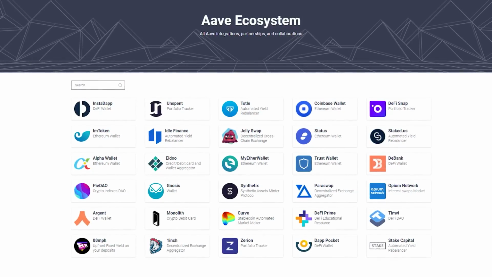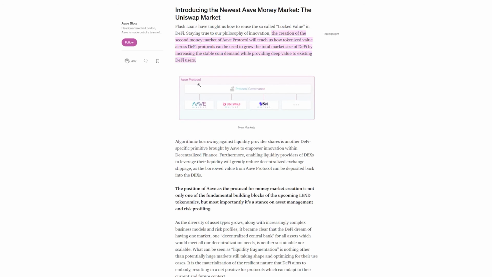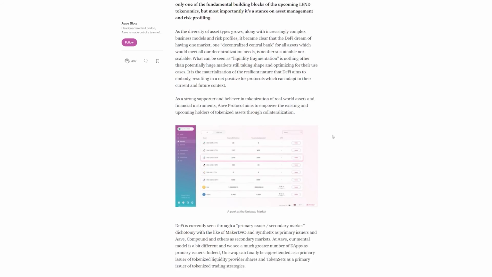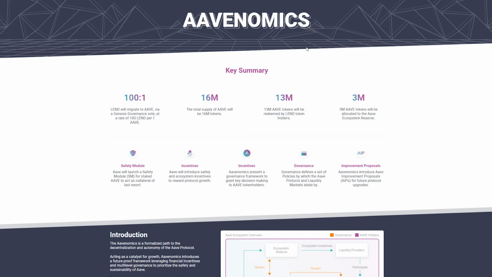One such goal was the integration with Uniswap. This allows users to benefit from flash loans on the Uniswap market, which seems to be quite profitable if you know what you're doing. To sum up, Aave is one of the most solid projects in the DeFi space, with nearly $13 billion in total value locked.